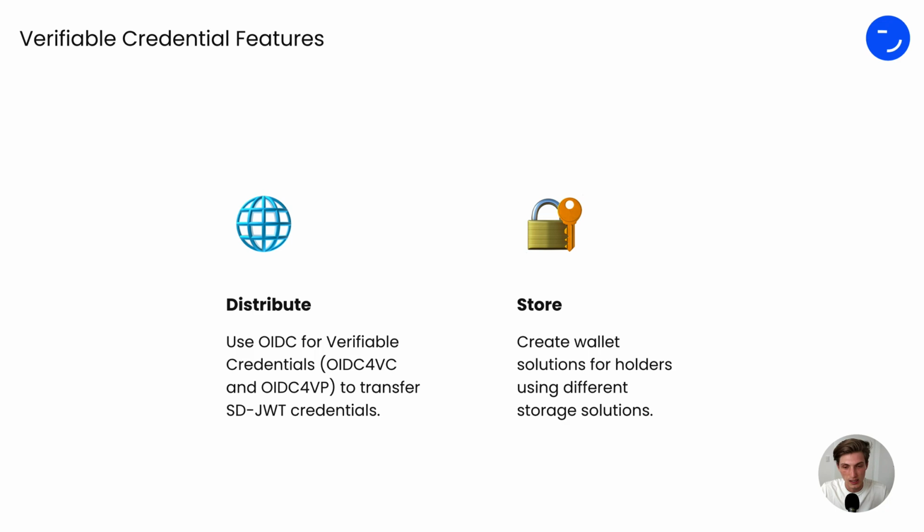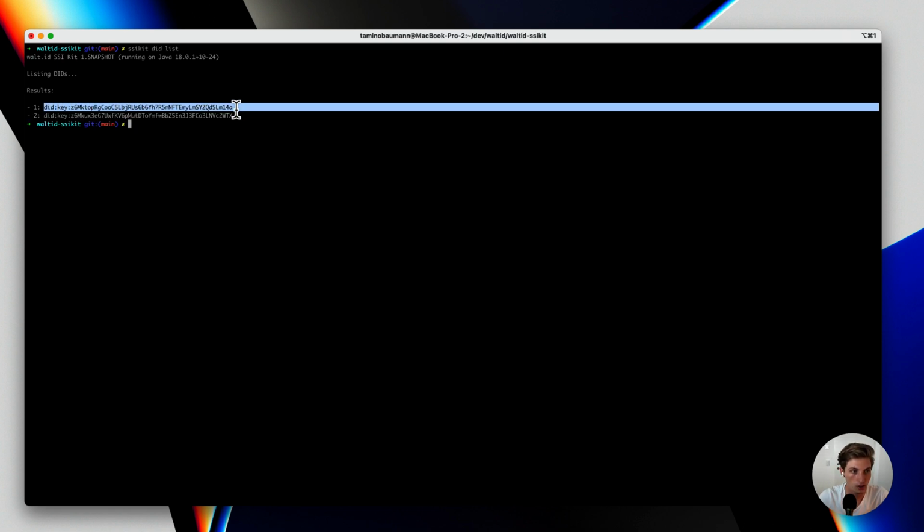But now, let's see the whole thing in action. In this quick demo, we will now issue ourselves an SD-JWT credential with the walt.id SSI Kit and the CLI tool. Before we can issue a credential, we need to make sure we have a DID available. Let's take this one here for our credential. To issue a credential, I type ssikit vc issue, then I provide the subject, the issuer, then the credential type, which is SD-JWT, and the template, which is VerifiableId. But here I could also use any template or custom template.